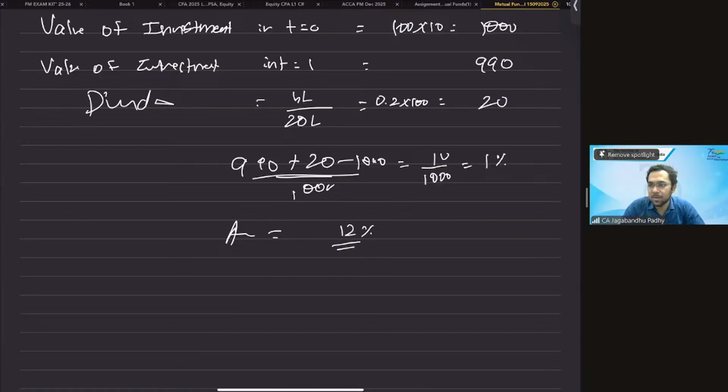Yes, Aminathan, any query? Sir, here the thing is that entry load we need to add to that NAV. Yes, because you need to pay extra, right? Entry load is something that you pay. You can treat it like a brokerage, right? The price at which you buy a share, you pay brokerage on that.